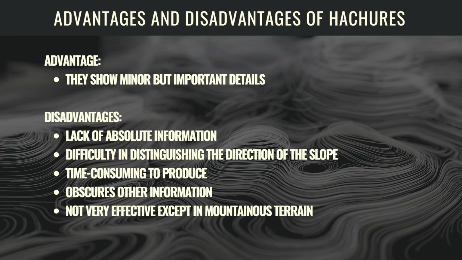These are the advantages and the disadvantages of hachures. Its advantage is that they show minor but important details. Its disadvantages are that they lack absolute information, have difficulty in distinguishing the direction of the slope, are time consuming to produce, obscure other information, and are not very effective except in mountainous terrain.